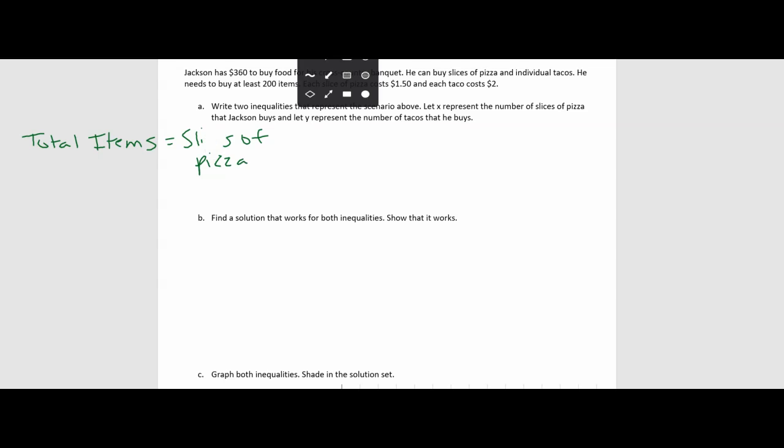X will represent the number of slices of pizza, and Y will represent the number of tacos that he buys. So I'm going to give you a little hint with what the two equations are that you may need to come up with. One is going to deal with the number of items. So total items equals slices of pizza plus number of tacos.